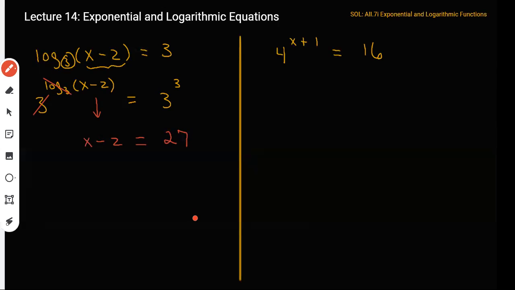And then the last thing I have to do is get x by itself by adding 2 to both sides. That'll get rid of the minus 2, and then x will be by itself on the left side. So notice that the 2's cancel out because adding is the opposite of subtracting, right? And I get 29 for my answer. So that's going to be my solution set.